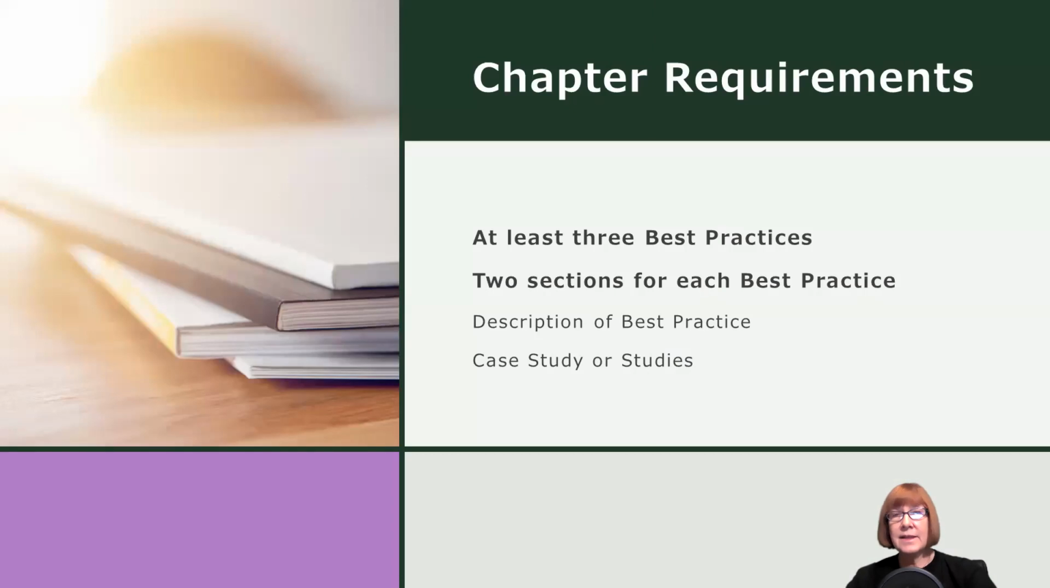The first thing that I want to cover is what the chapter requirements are. You need to have at least 3 best practices. Each best practice has 2 sections: the description of the best practice, and then a case study or studies that show that somebody's actually used it and it actually works. And hopefully you can even find some quantitative or good information on how well it works. That is the most compelling information that you can give to your stakeholders.